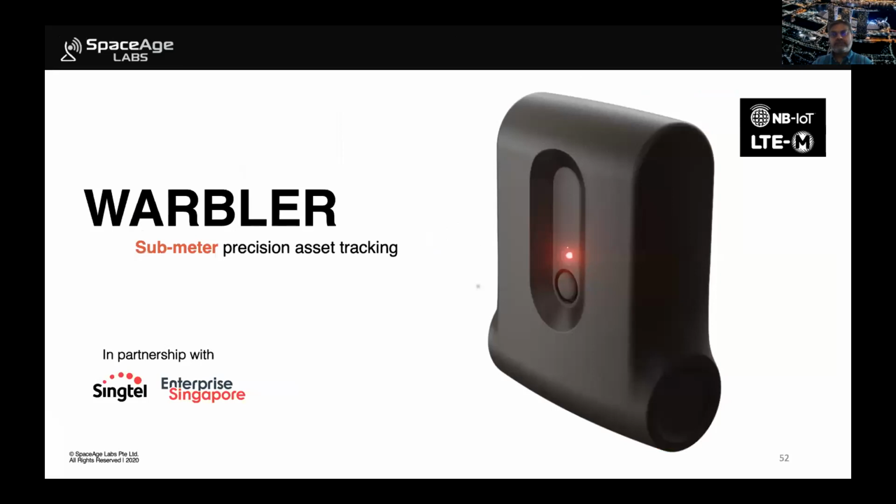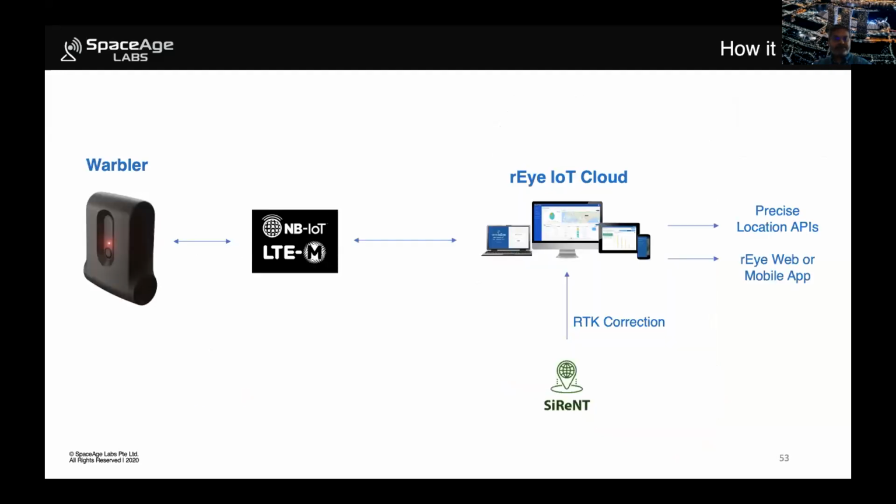So Wobbler is very simply put a GPS tracker which is very accurate, right? Typical GPS trackers are around 3 to 5 meters accuracy in terms of tracking an asset. This goes under a meter and sometimes to a centimeter level. So for use cases where you require really precise location tracking, this is what you would use. So how does it work? The device would be installed on your asset. It would use NB-IoT or LTE-M networks to communicate with our cloud.